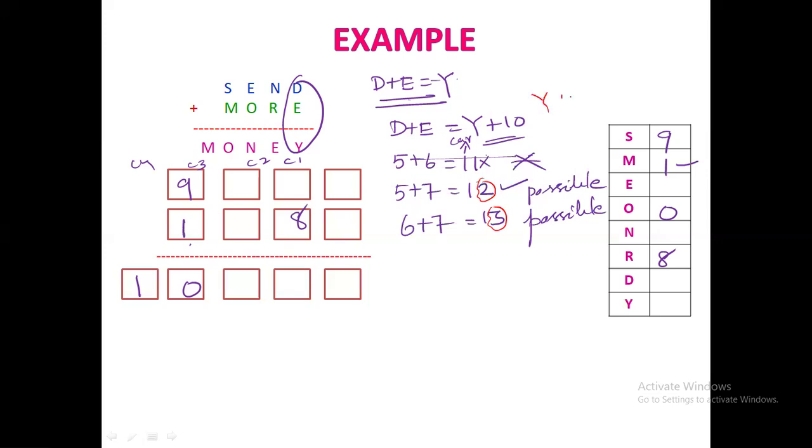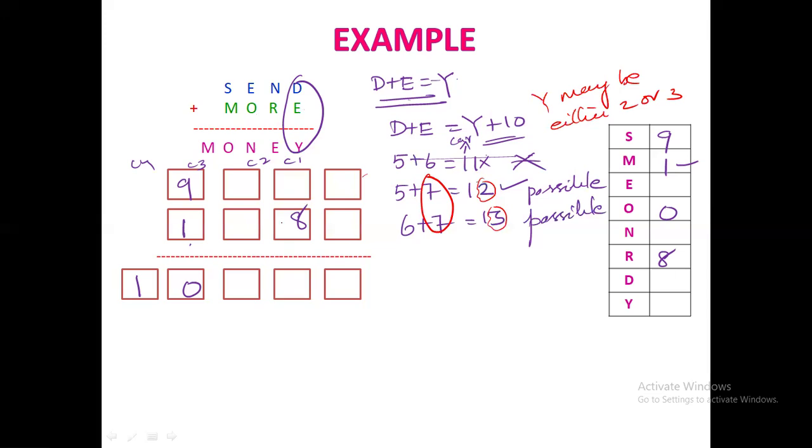Y value, y maybe we can assume either 2 or 3. So we have to find out. 7 is common. Here, in both the cases, 7 is common. The 7 should come either E or D. That we have to check it out.